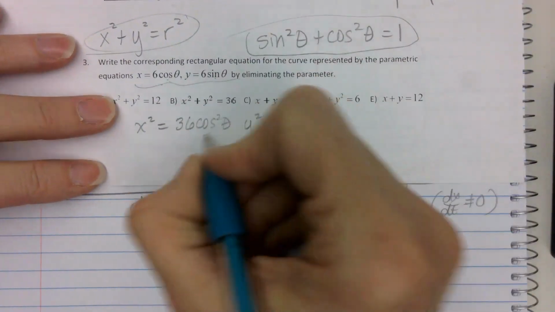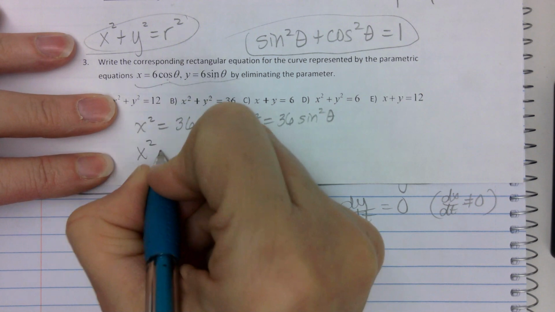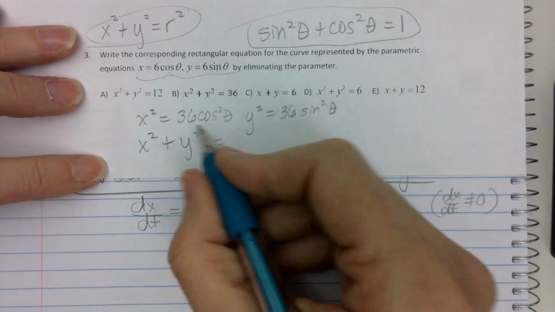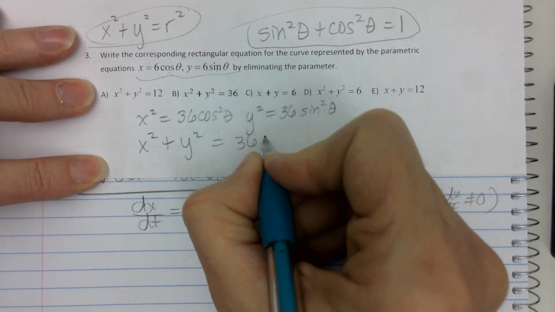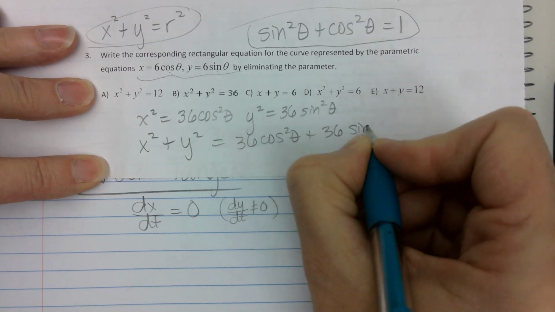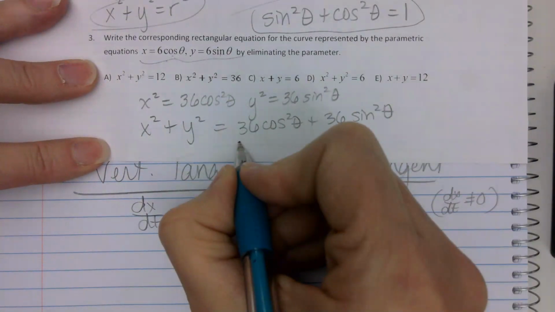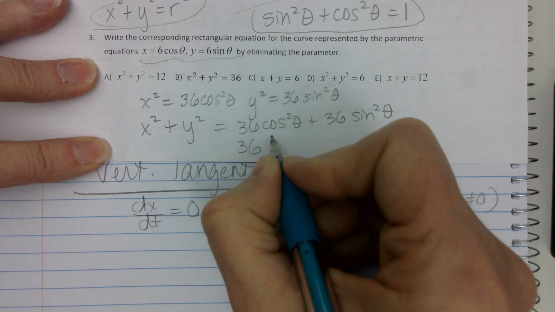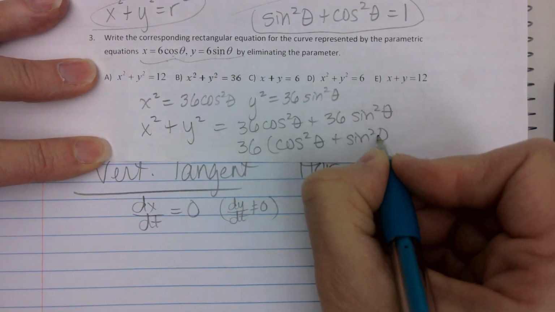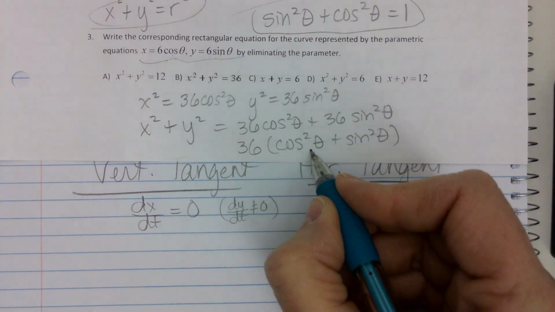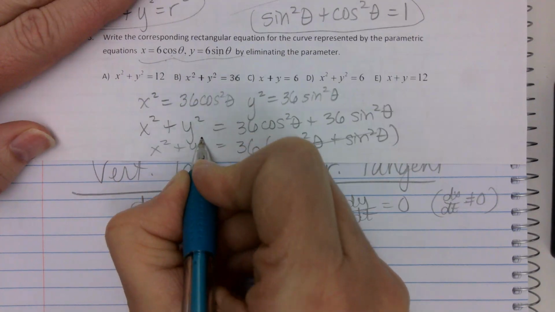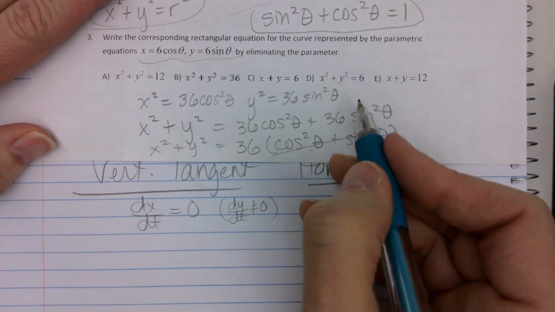So, as we move through, how about if we just add x squared plus y squared? What does that equal? 36 cosine squared plus 36 sine squared, right? Factor out the 36. This equals what? 1. We just solved it, didn't we? Yes. 36 times 1.